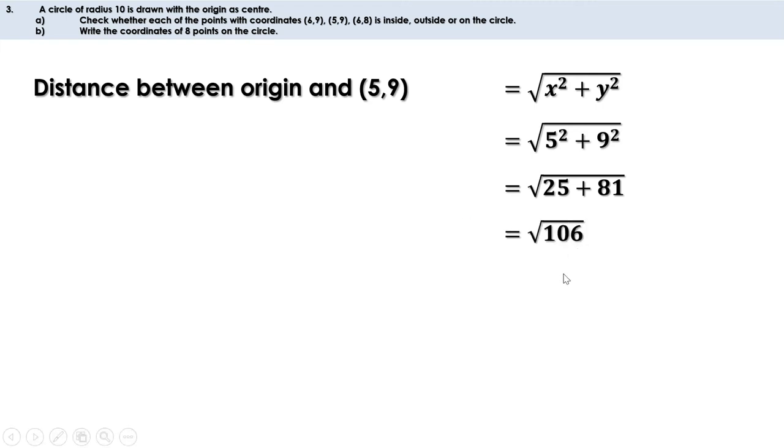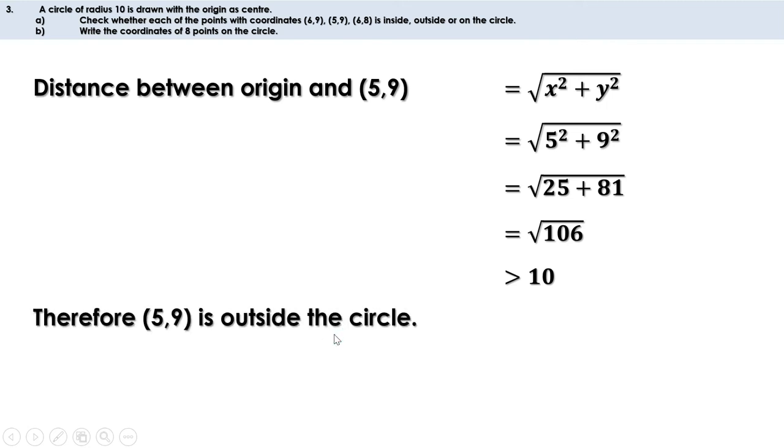Root of 100 is 10. Therefore, root of 106 is more than 10. Since the distance from the center to this point is greater than the radius, this point is also outside the circle. Now let us take the third point.